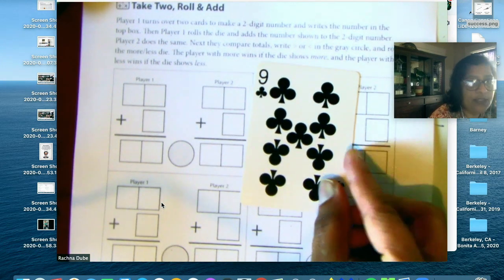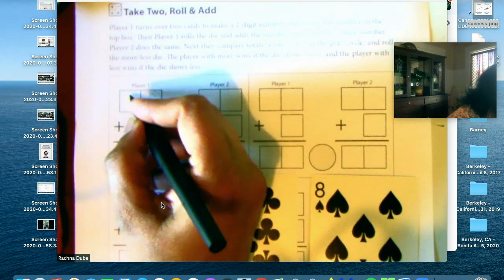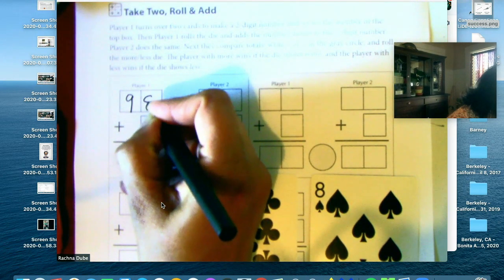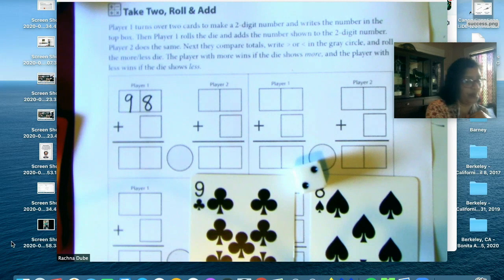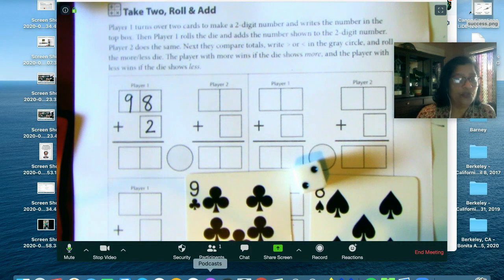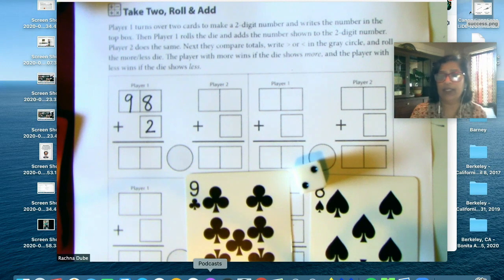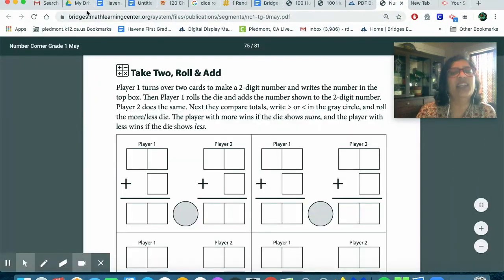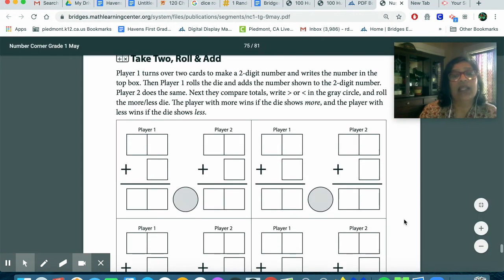Okay, so let me show you how this is going to work. I turn over 2 cards, a 9 and an 8, and I made the number 98. I'm going to write the number 98 up at the top. Now I'm going to roll a die. I rolled a 2, plus 2. So I'm going to think 98 and 2 more. I'm counting by ones. 98, 99, 100, right? So if you think about the number grid, here's how it goes. 98 and 2 more. 99, 100. So you can double check your work at the end with this, or you could ask your parents to check. So that's how you're going to play this game.